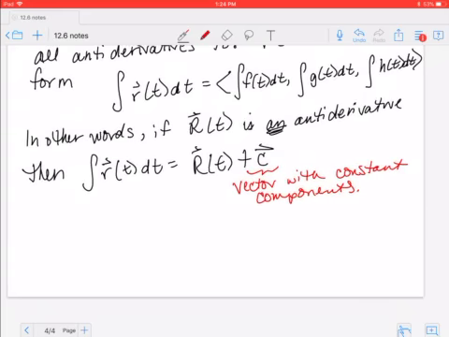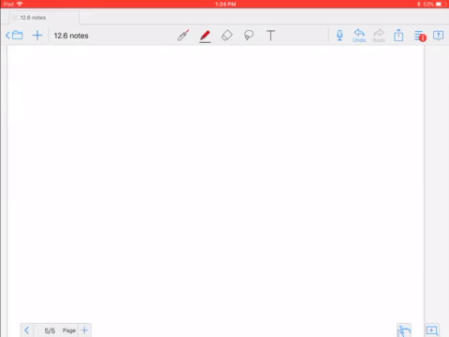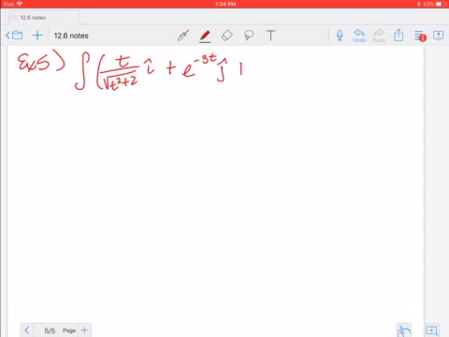Cool, let's do one. Let's do one over here. If I want to integrate t over the square root of t squared plus 2 i, plus e to the negative 3t j, plus sine of 4t plus 1 k dt. So I'm going to integrate this with respect to t. Okay, we're just going to integrate every single part.